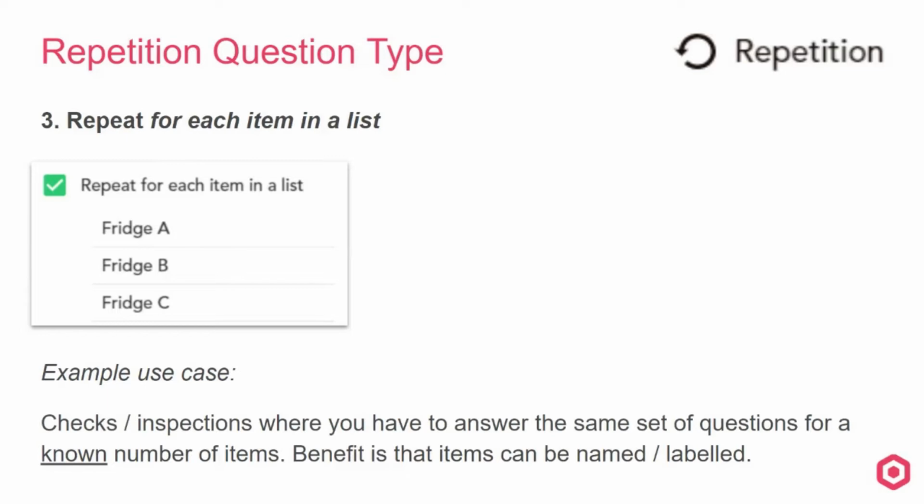And then the last setting, which is to repeat for every item in a list. Here you can actually list and label all of the items like fridge A, fridge B, fridge C. And this is very good for checks and inspections where you have to answer the same set of questions, but you know the number of items. And because each item is named and labeled, you actually only have to ask one question, which is, what's the temperature? You don't need to ask for the ID or the label because it's already specified in the list.